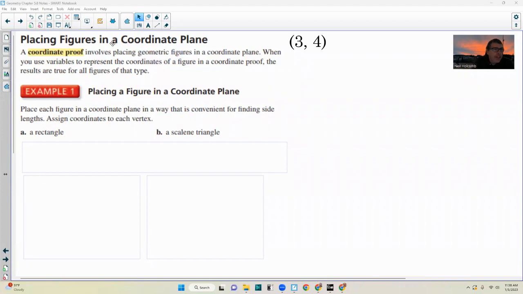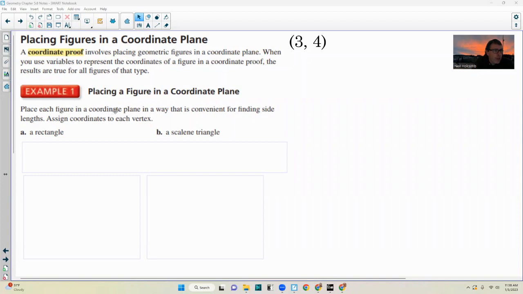All right, so placing figures in a coordinate plane. A coordinate proof involves placing geometric figures in a coordinate plane. When you use variables to represent the coordinates of a figure in a coordinate proof, the results are true for all figures of that type. And we'll talk about that as we go. So example 1 says, placing a figure in a coordinate plane.